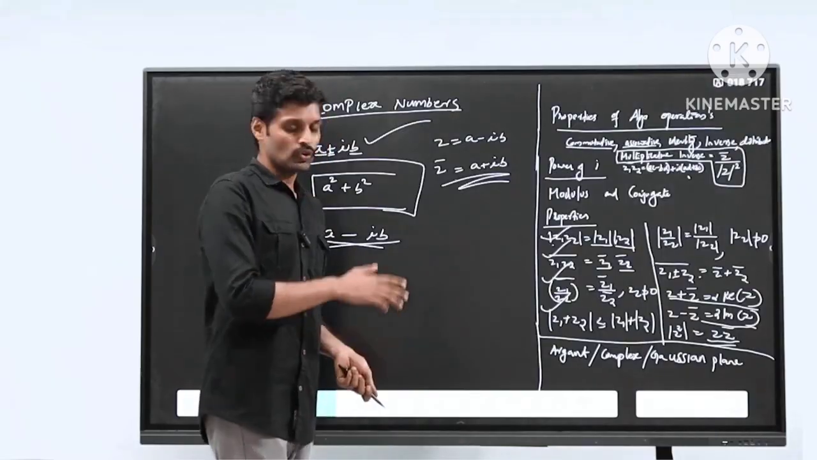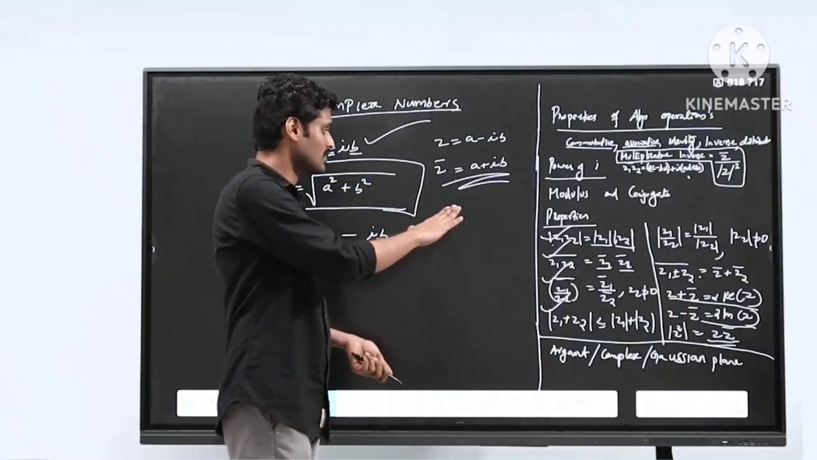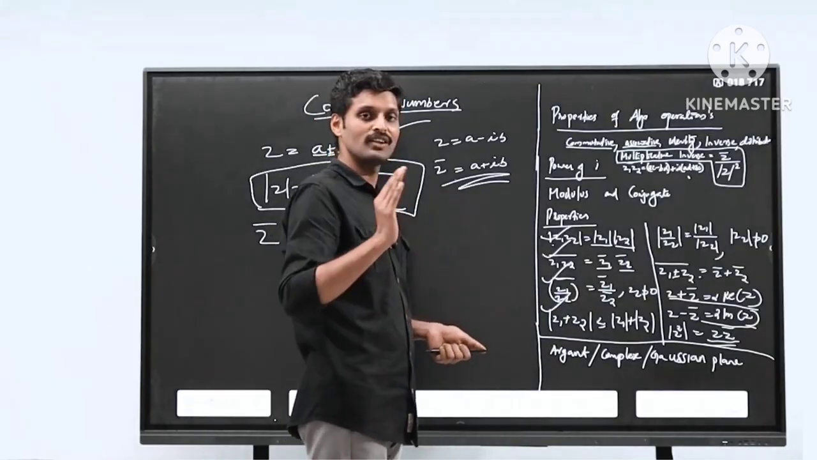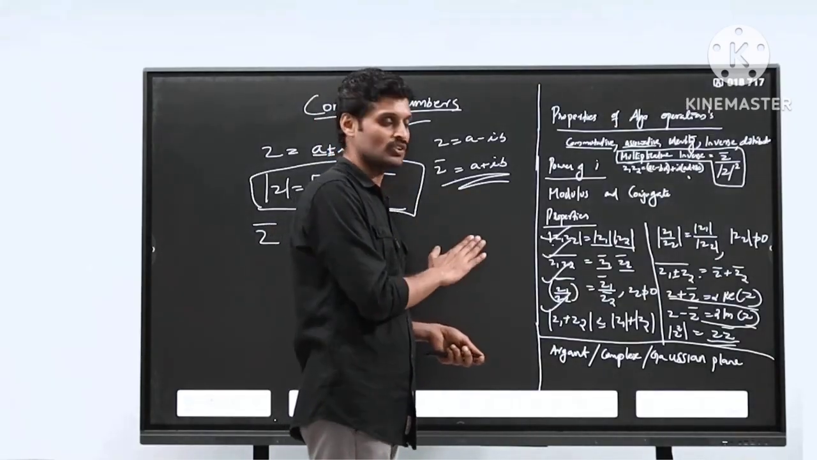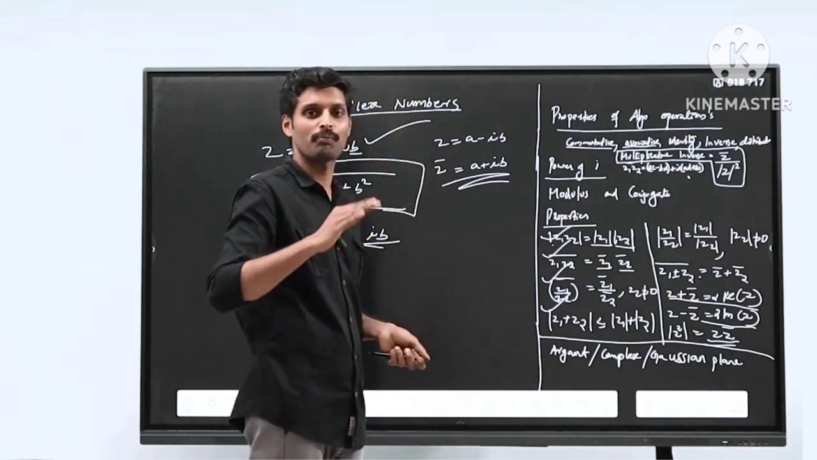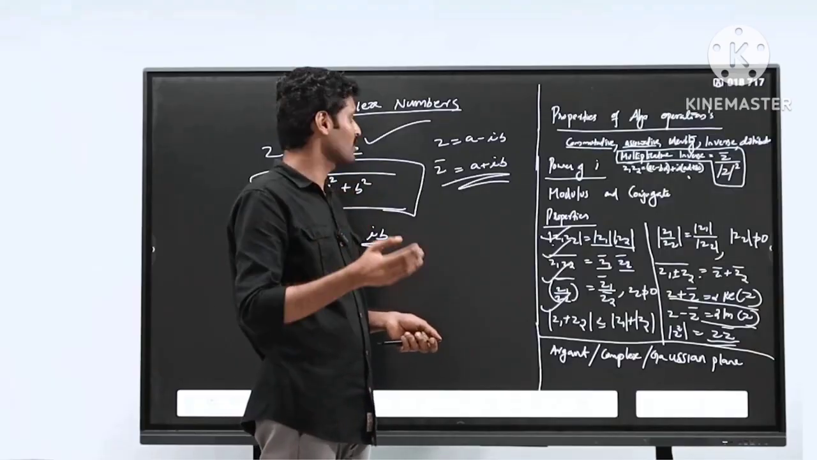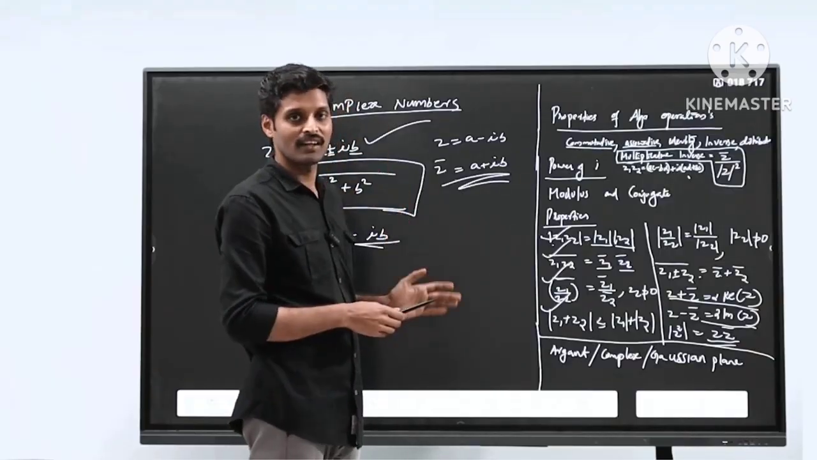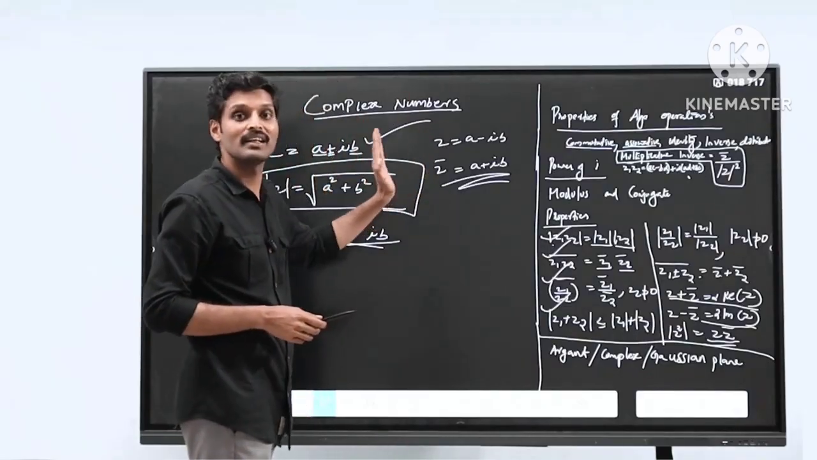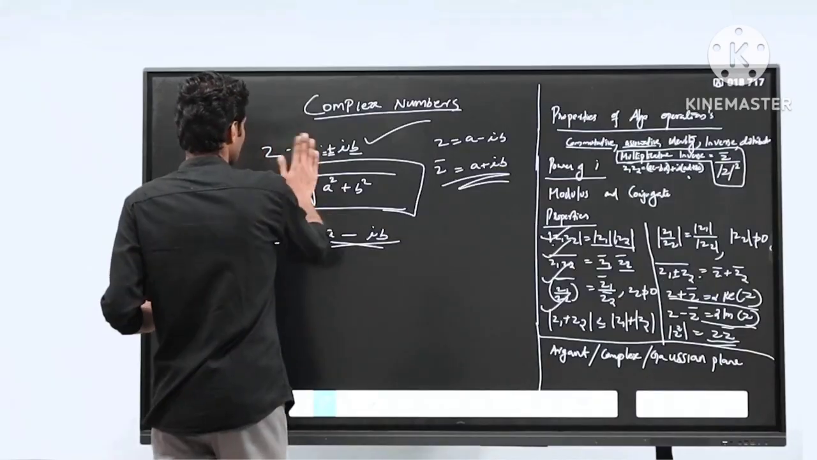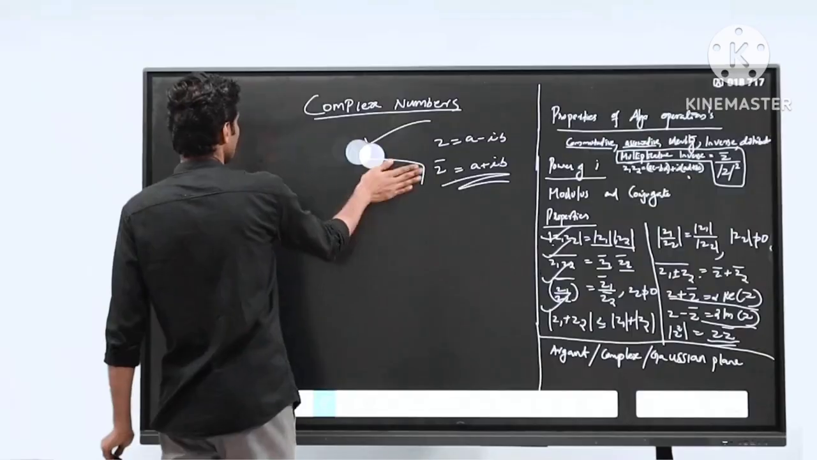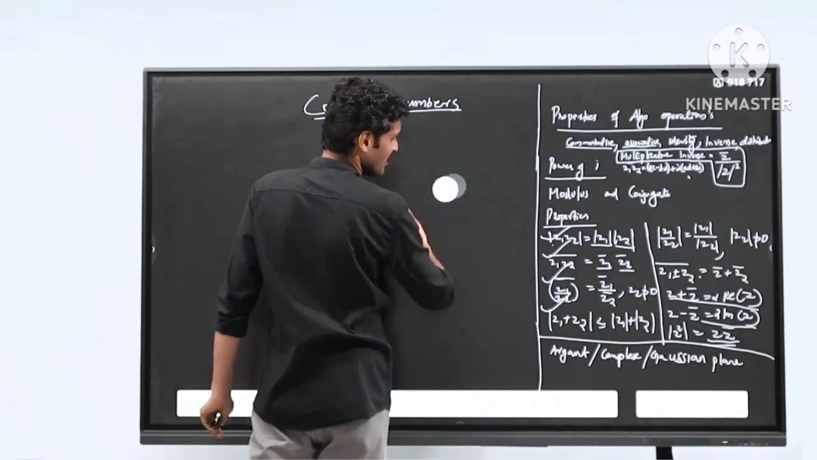Okay, so these are the basic ideas which we need to learn, which we need to realize thoroughly, so that we can make this complex numbers topic very interesting and easy. Okay. So the next topic is how we can express a complex number in an Argand plane, or in a complex plane, or sometimes we can call it the Gaussian plane.